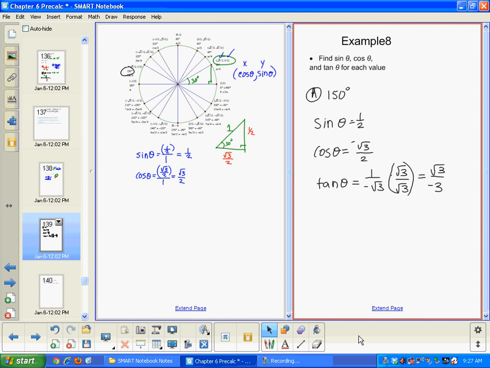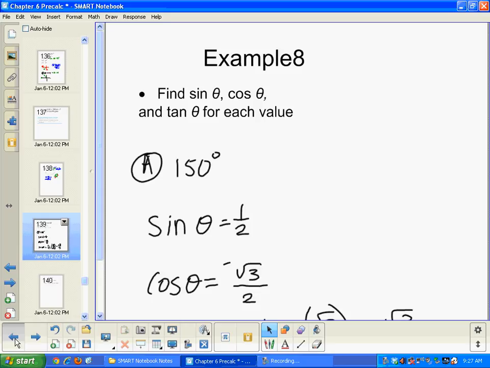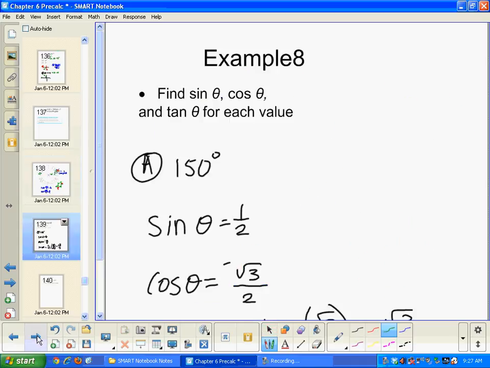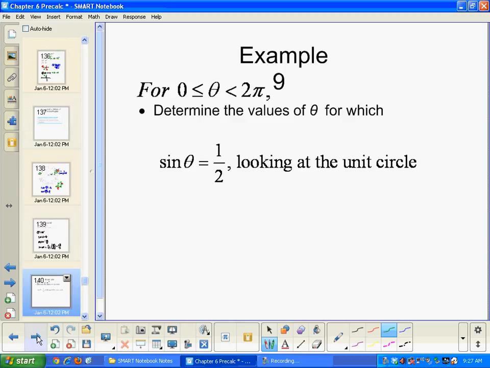So let's quickly go back to that slide with the unit circle. We want sine to be 1/2. Sine is the same as our y value. So we know our sine is going to be positive. So that's going to be here, and then it's also going to be here. So the answer to that question is pi over 6, okay, and 5 pi over 6. You see those, that's 5 pi over 6, and that's pi over 6.